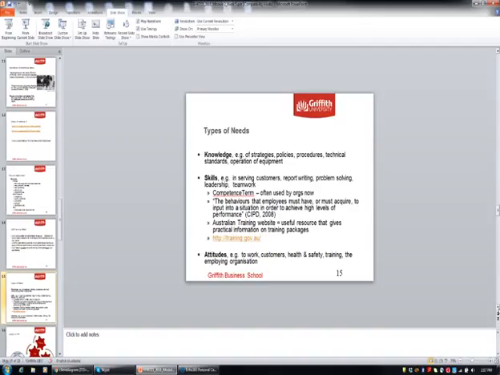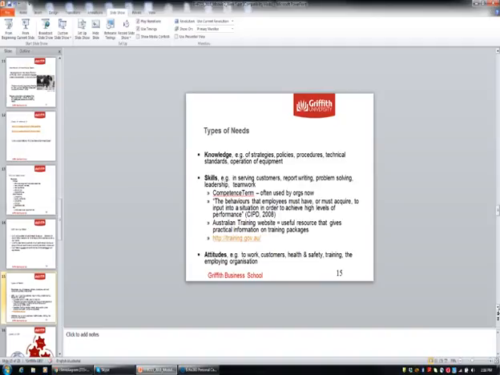There can be skills such as serving customers, report writing, how do we solve problems around here, whether that's technically or face-to-face interpersonal problems, leadership and teamwork. So they are all skills that can link into needs. Competence we talked about earlier, just that the need to build competence has been a big challenge for us in Australia.